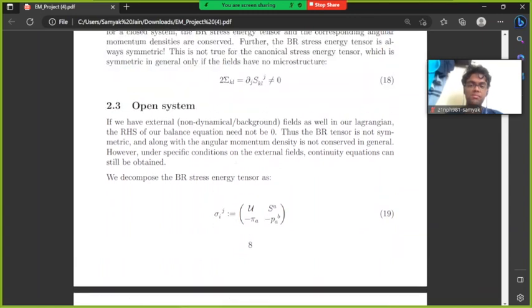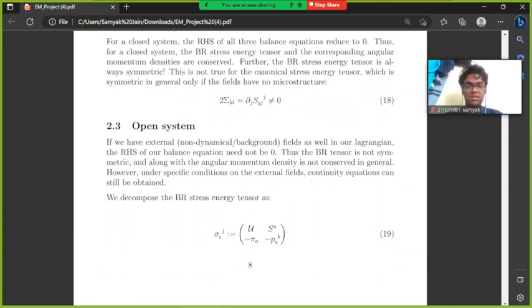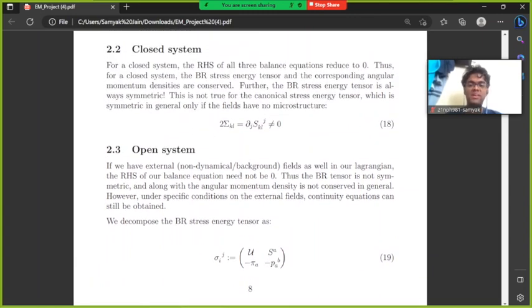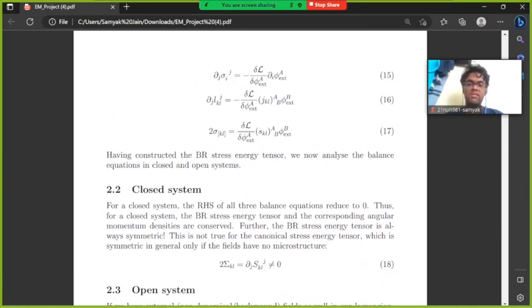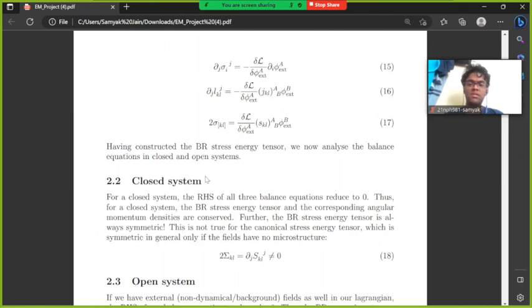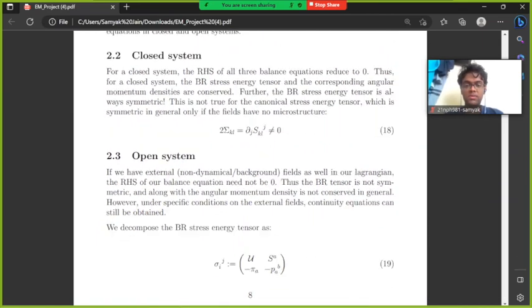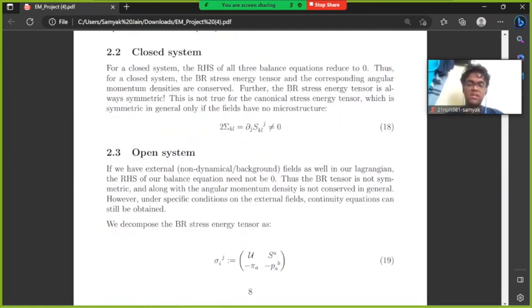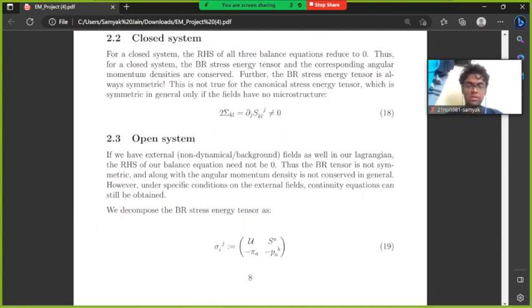For an open system, the RHS of these equations may not be 0, and in general, we cannot really conserve anything. In closed systems, we saw that all these quantities on the left-hand side, the stress energy tensor and the angular momentum tensor, are conserved because the RHS is 0. For an open system, that's not true in general. However, under specific conditions, we can still obtain some conservation equations.